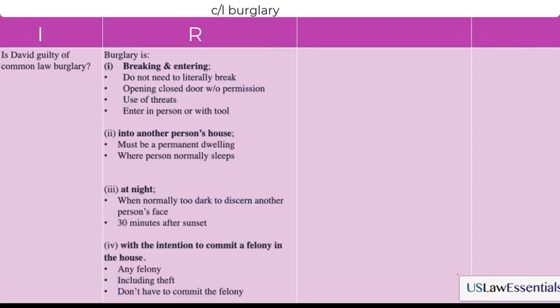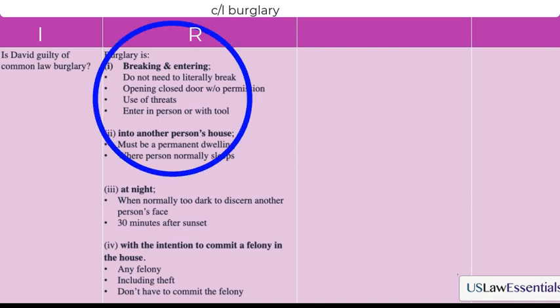Now, it can be that we've learned so much that we're able to quickly put down a lot of other information into the rule. So I added these bullet points here. This is everything we know about breaking and entering, for example, that you don't need to literally break down the house. It can simply be opening a closed door without permission. You can use threats to gain access to a house. That would also be considered breaking and entering.